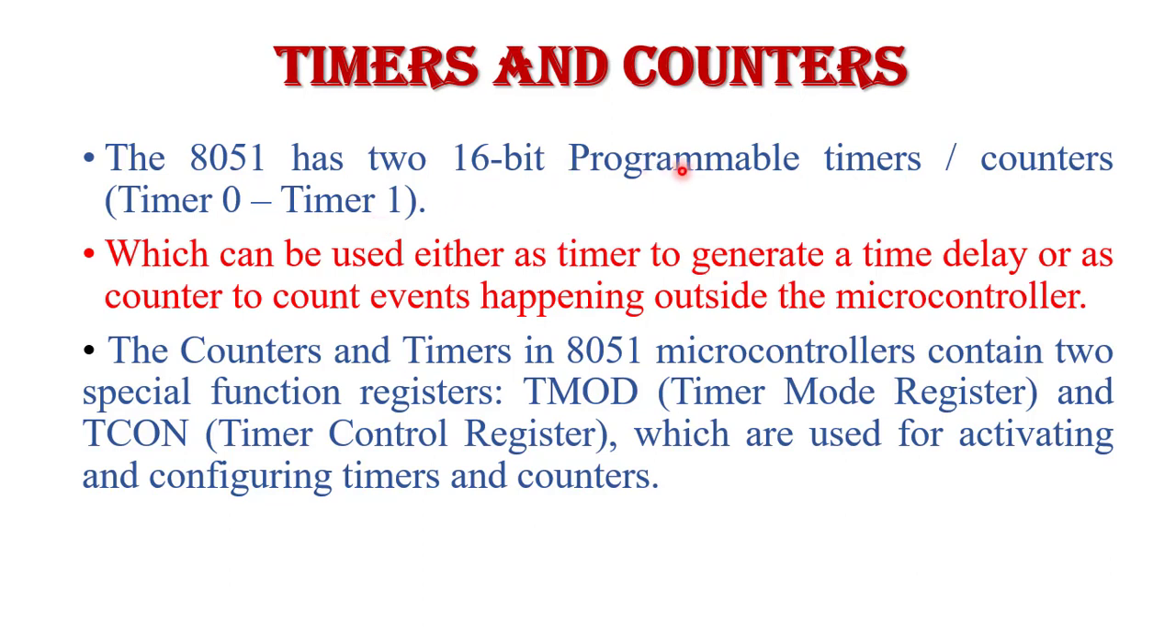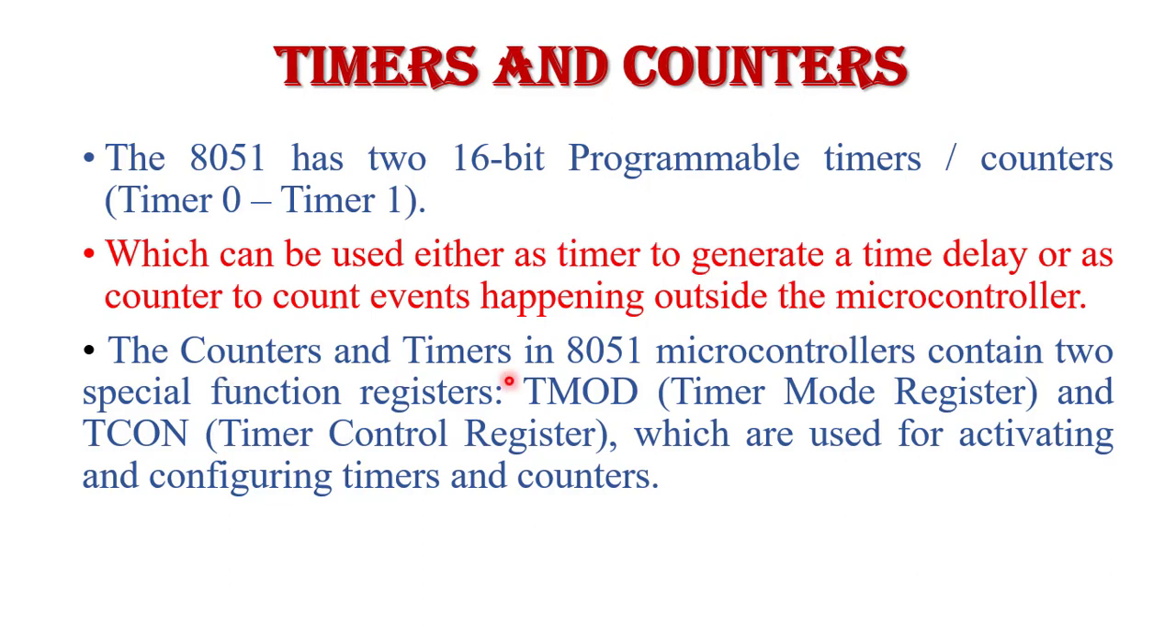Timer or counter is programmable. It means we can program this timer or counter in different operating modes. 16-bit means we can load 16-bit data in this timer or counter. These timers or counters work as a timer also and as a counter also. When they work as a timer, they generate time delay, and when they work as a counter, they count the number of events happening outside the microcontroller.